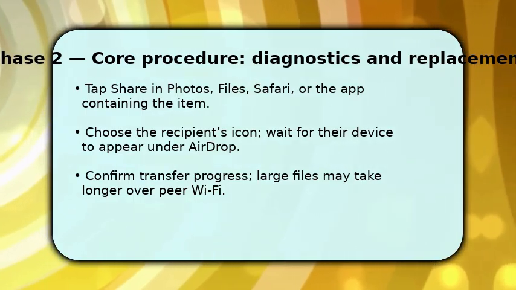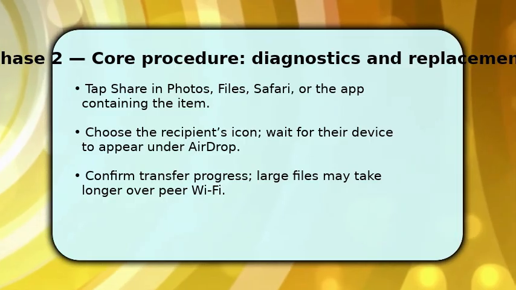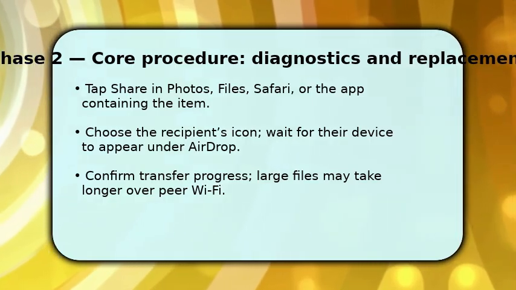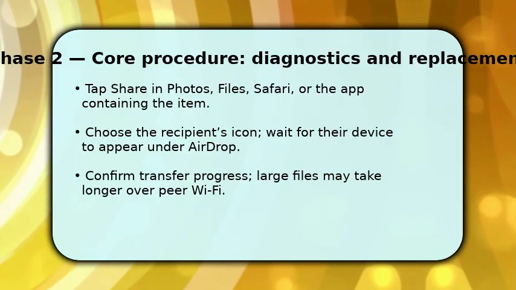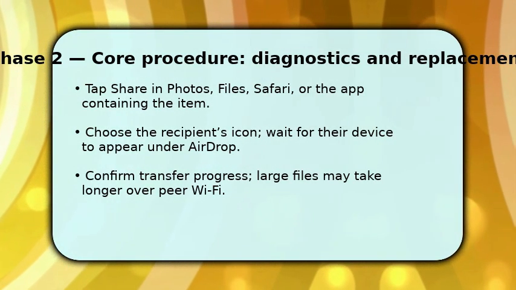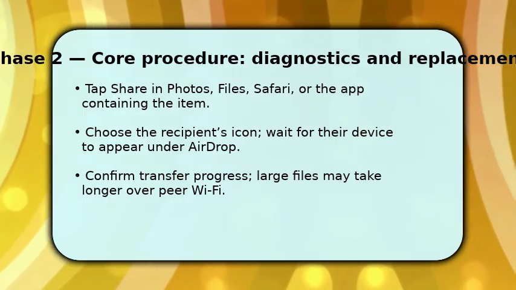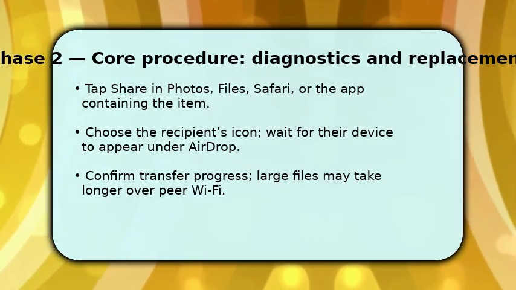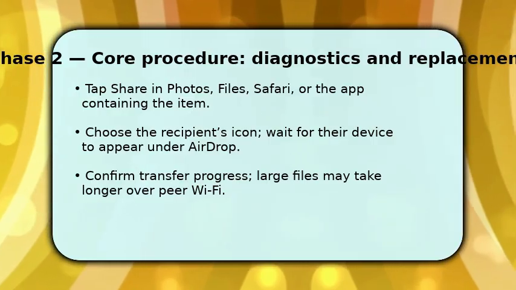If you're sending multiple items, group them first to reduce repeated prompts. Make sure both devices stay within a few meters. Walls and interference slow transfers. Once the recipient accepts, watch the progress indicator. If it stalls, cancel and try sending a single file to diagnose the issue.